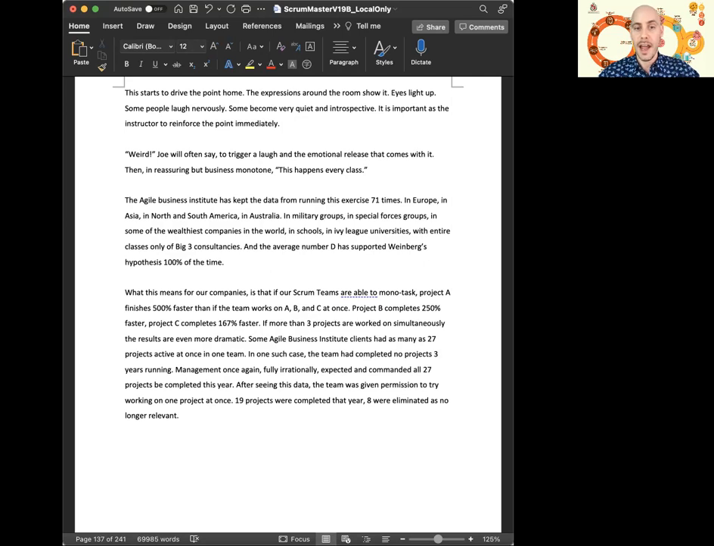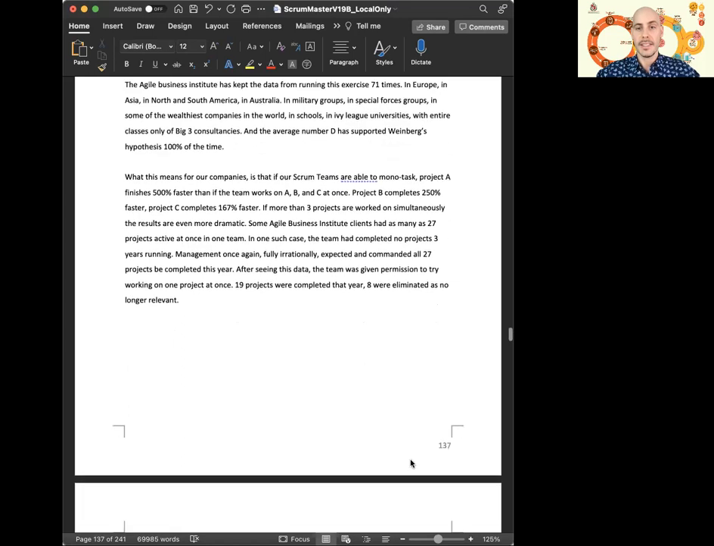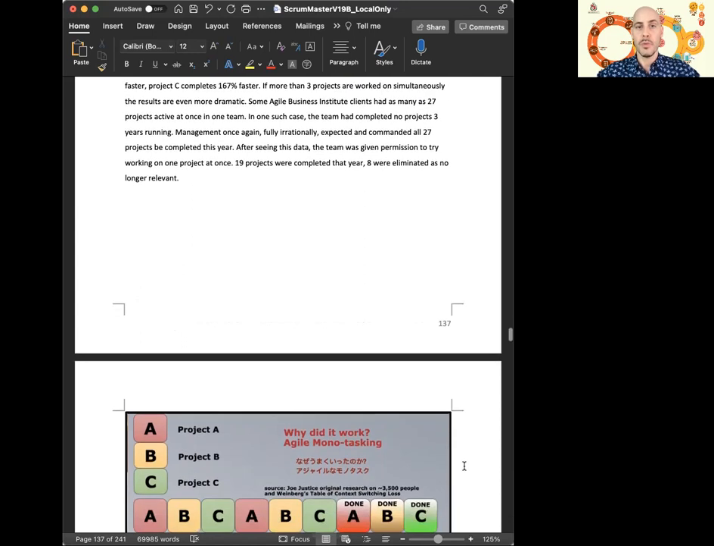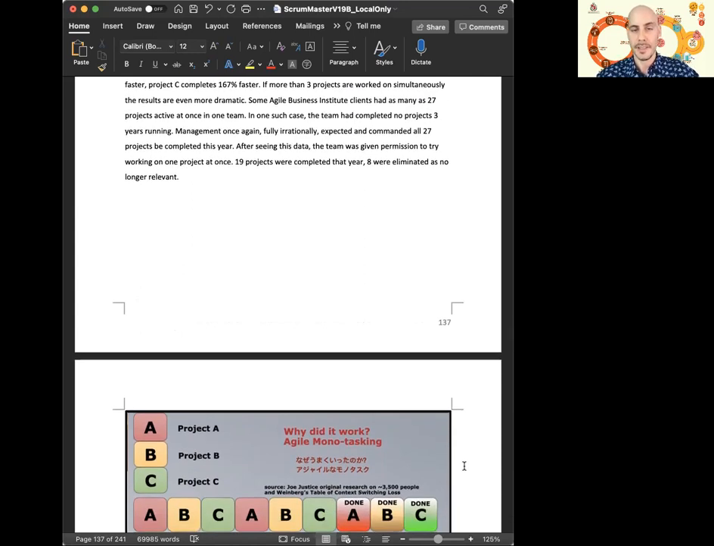What this means for our companies is that if our Scrum teams are able to monotask, Project A finishes 500% faster than if the team works on A, B, and C at once. Project B completes 250% faster. Project C completes 167% faster. If more than three projects are worked on simultaneously, the results are even more dramatic.